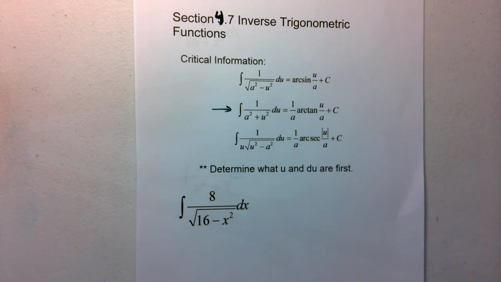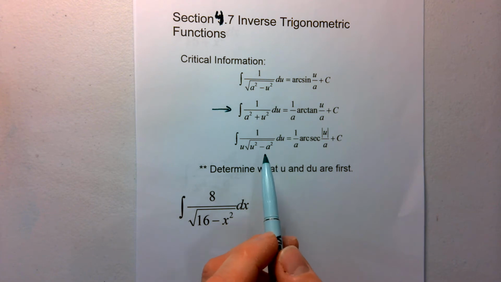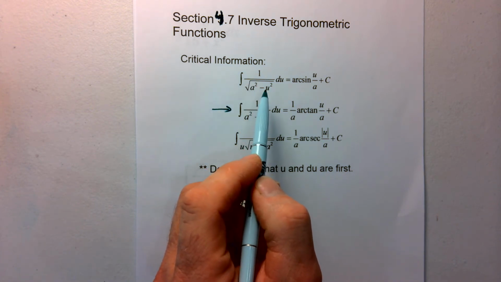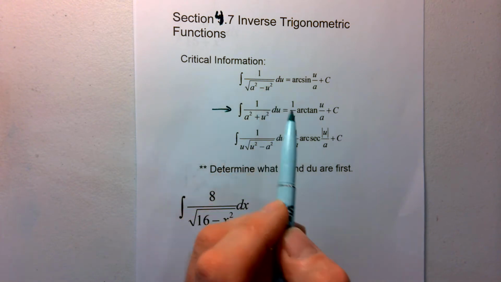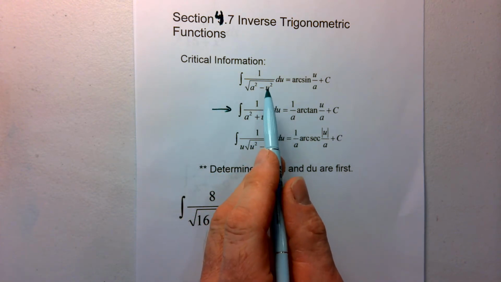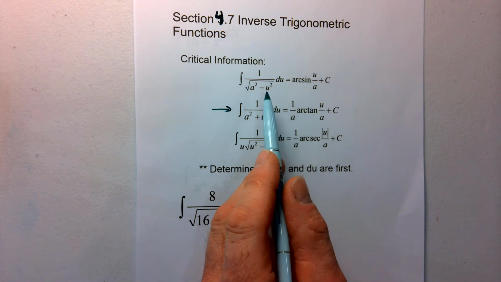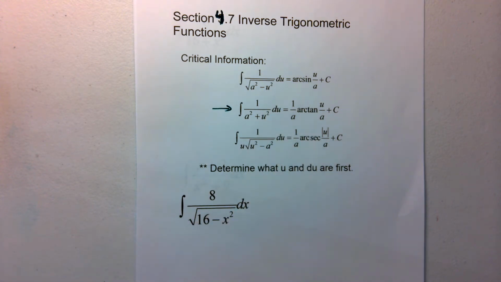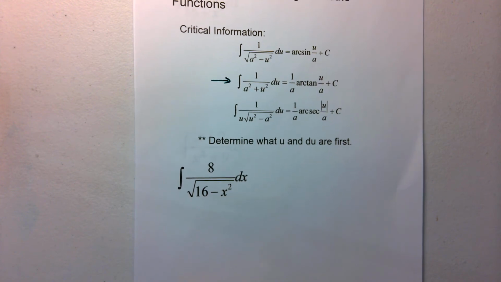So the first thing you have to make sure that you do is figure out what that a and that u are. Remember, we want a number squared minus a variable squared. If we don't have just a variable squared, we have to make it into a variable squared in order to be able to get into our inverse trig functions. So we'll start out with a somewhat easy one here.